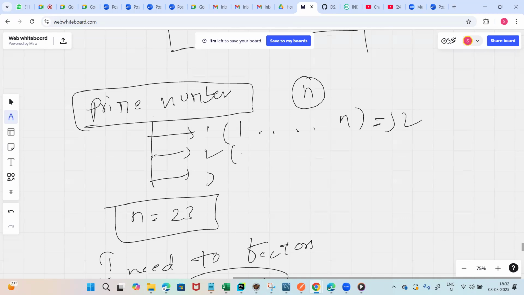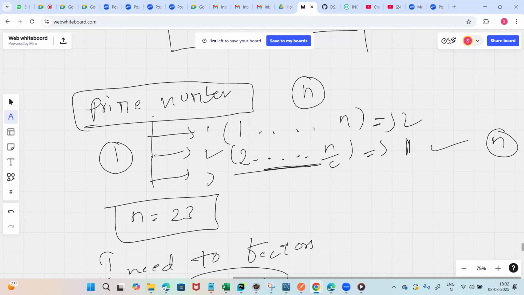The second way is, I check factors from 2 to n by 2. If my count equals 1, it is not a prime number. Am I correct? Because we already know 1 is a factor and n is a factor. But if I find at least one factor apart from these two, then it's not a prime number. Kundan, am I correct? And the third way, I'm about to tell.